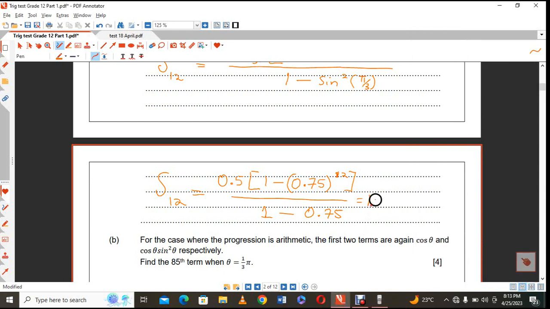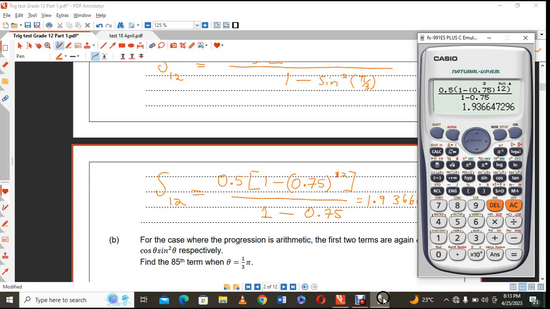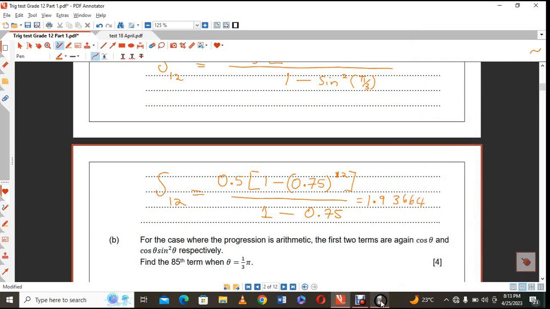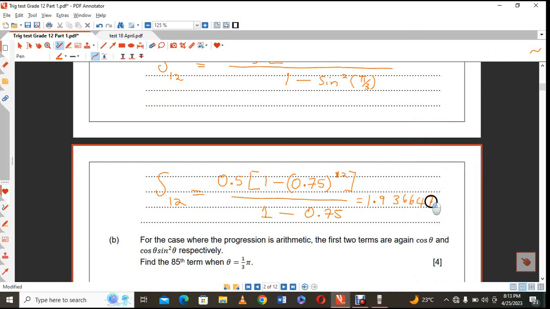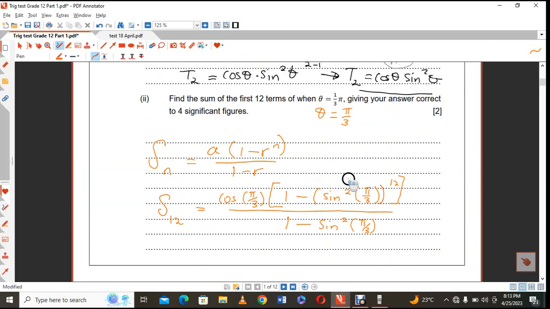So the answer is 1.93664. Okay, 72. Just make sure, 7296. Okay, 7296. And then remember from our previous instruction, we are told to give the answer correct to 4 significant figures.